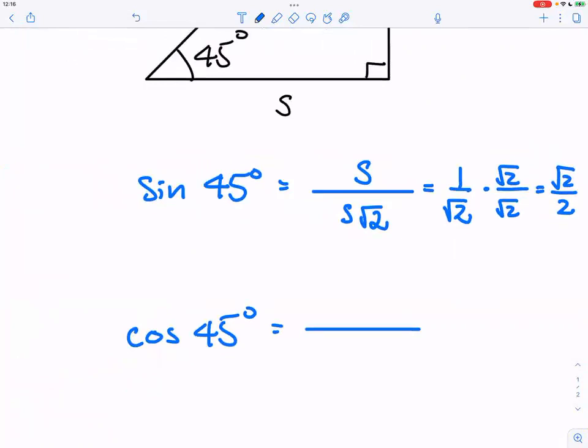And then cosine 45 degrees is also s over s√2. That means it would end up to be the same thing, square root 2 over 2. Okay? Good.